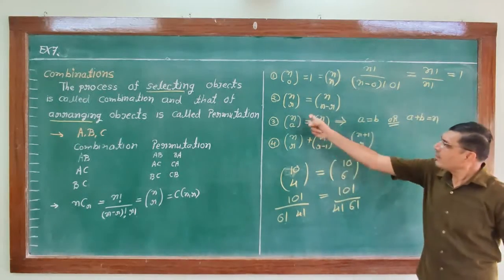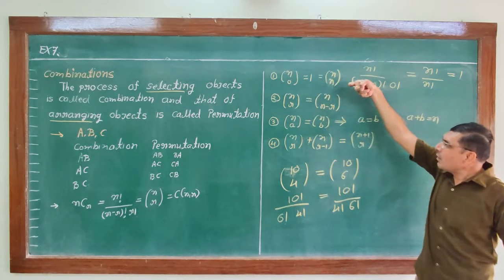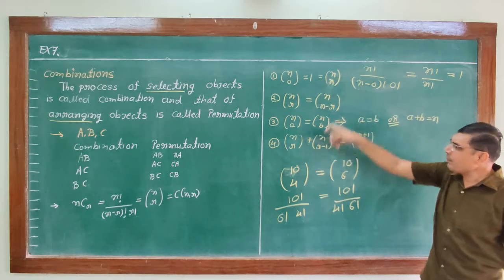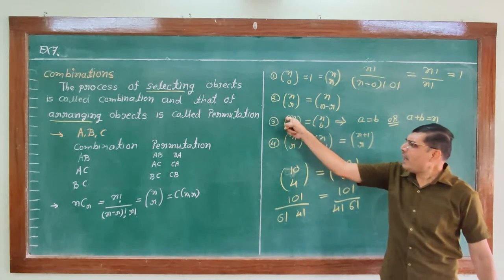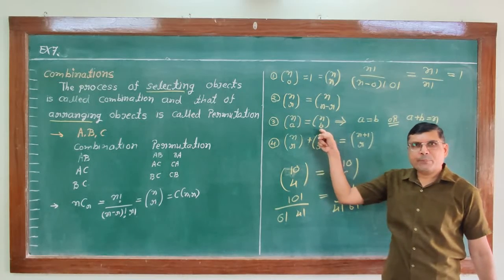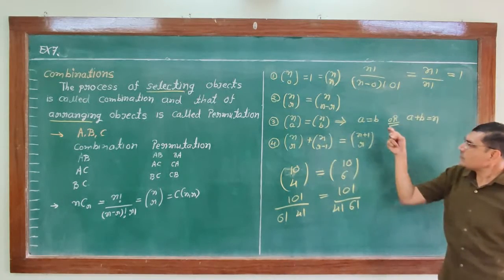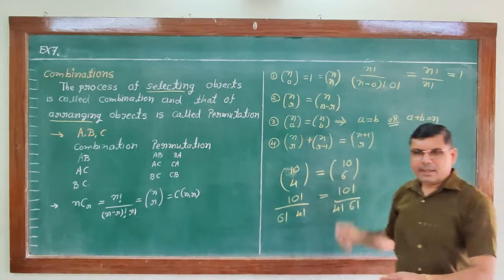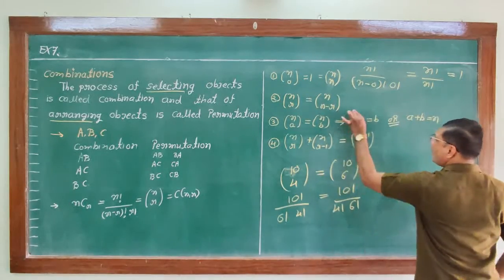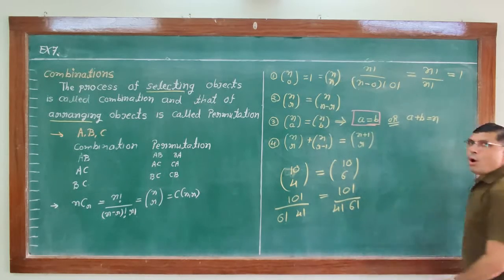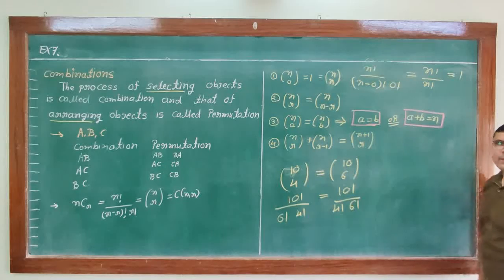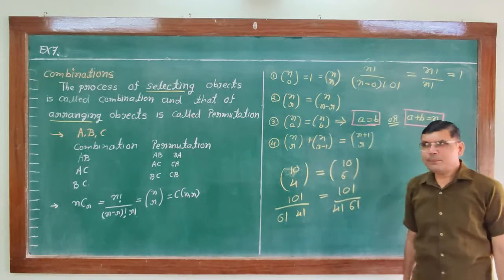So nCr is equal to nC(n minus r). When I am telling you nCa is equal to nCb, the meaning is this: a is equal to b, or a plus b is equal to n. So kindly remember this property.